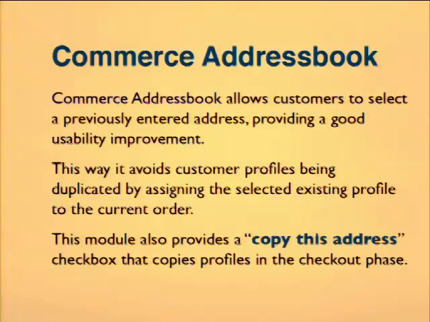Utilities is miscellanea. I couldn't figure out a category for these ones. The address book should be really in the essentials. It just got a 2.0 release, and it basically allows the customer to select a previous address entered in the system, and also provides a checkbox to copy the address between the different customer profiles that you can expose in the checkout.